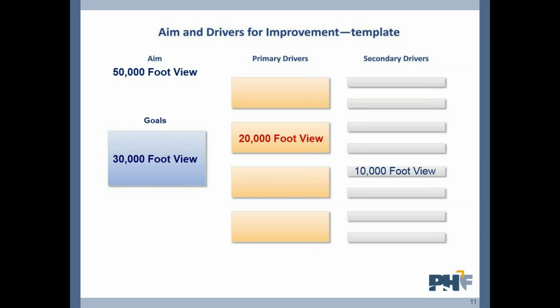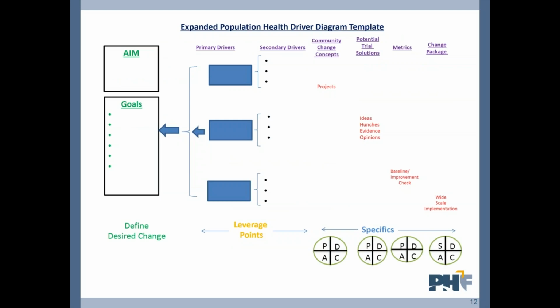Large buckets. And then down to the secondary drivers, which begin to look at more projects in this case. And on the next slide, what you'll see is as we begin to do it, the aims, the goals, primary drivers, secondary drivers, now we want to think about what are the leverage points. The first group, aims and goals, define the change. But the leverage points now become the primary drivers and secondary drivers.